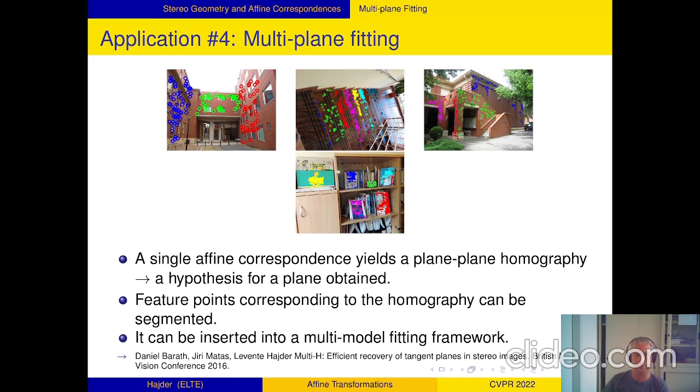And as a trivial consequence, if one affine correspondence is enough to estimate a homography, we can quite straightforwardly form a multiplane fitting algorithm. We published one possible application in the BMVC 2016, and the plane can be easily segmented as only one correspondence is enough. So each affine correspondence gives a candidate plane, and then we should merge the same planes.